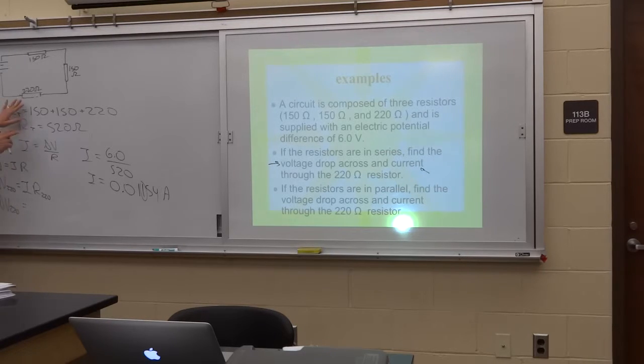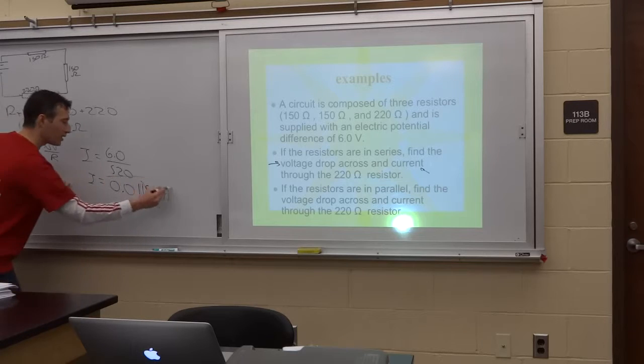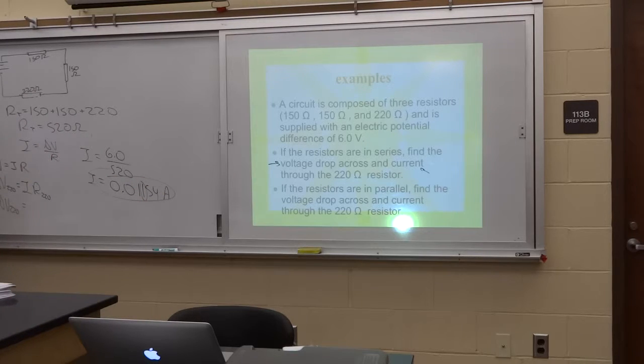Alright, so the current through that resistor is the same as the current in the entire circuit. There's only one pathway, so I am going to use that 11 or 12 milliamperes that we just found. And then I'm just going to multiply that by the 220 ohms. We should get something that's in the neighborhood of like 2 point something volts.